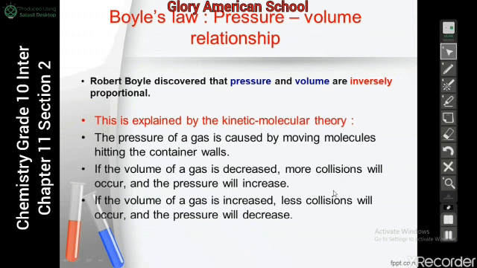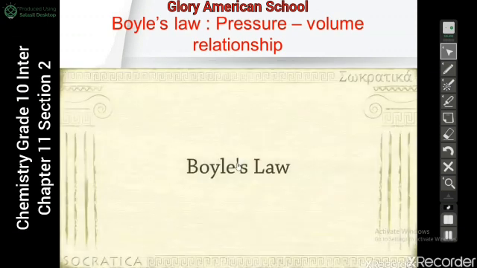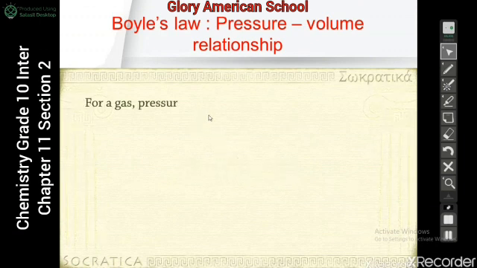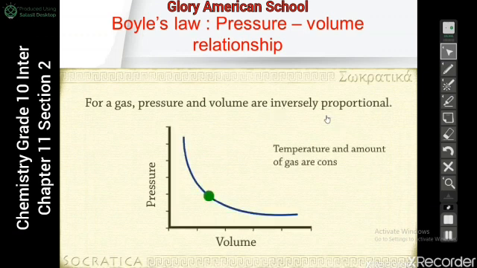And if the volume of the gas is increased, the particles are farther apart, so there will be fewer collisions, and this means the pressure will decrease. So Boyle's law studies the relation between pressure and volume. The pressure of a gas and the volume the gas occupies are inversely proportional. If you keep everything else constant, then as the pressure on a gas goes up, its volume goes down, and as the volume a gas occupies goes up, its pressure goes down.